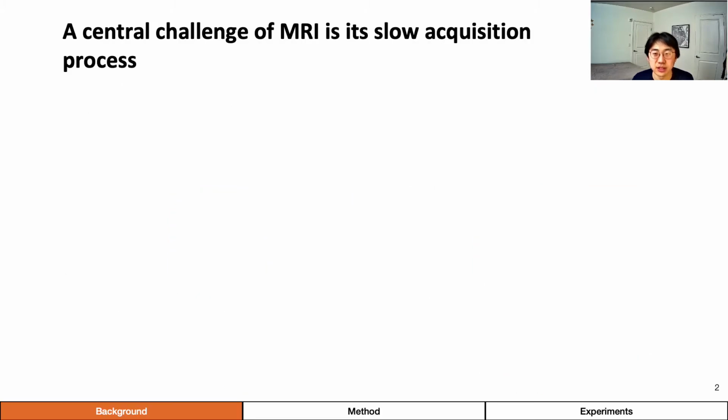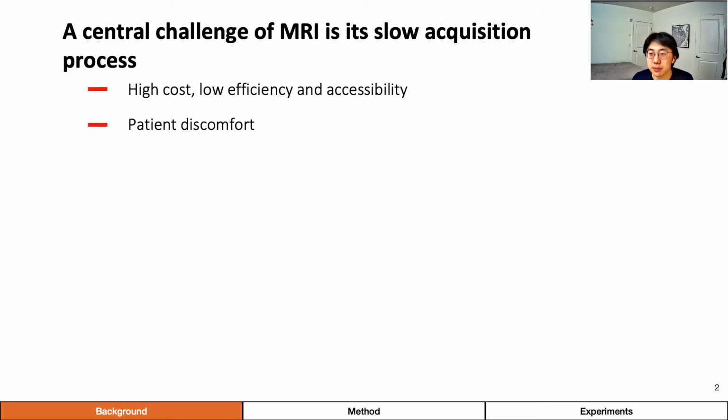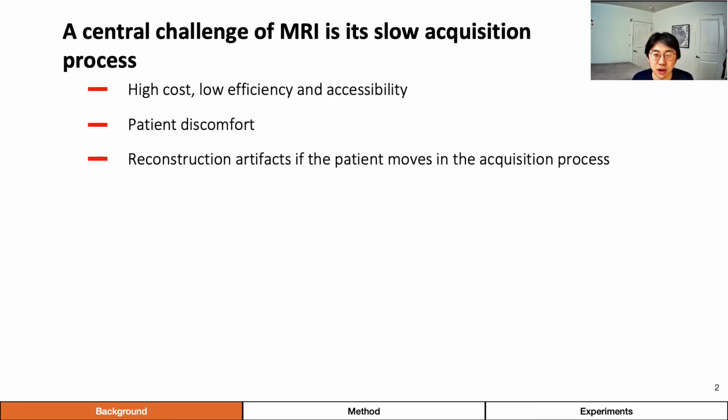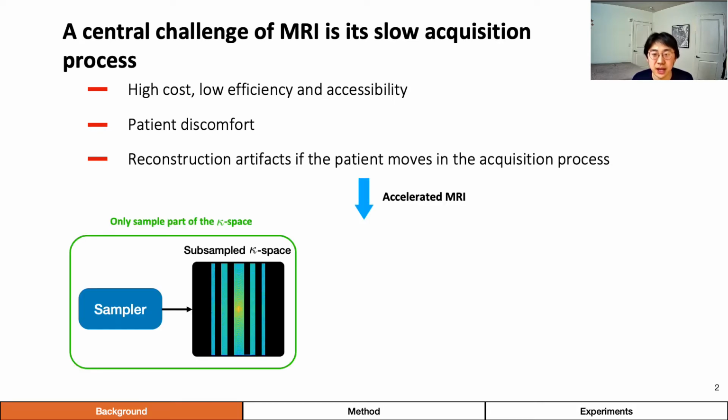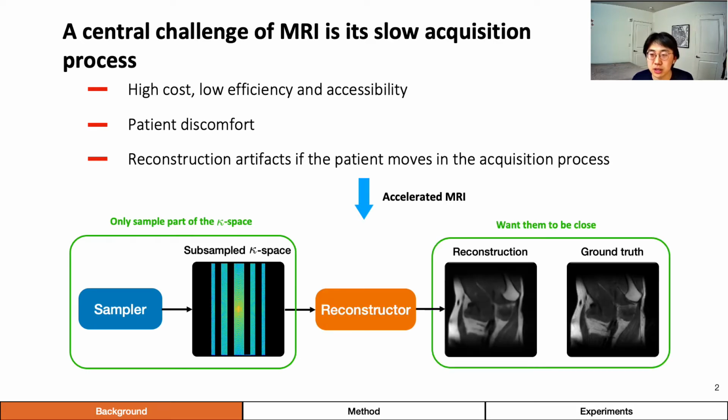A central challenge in MRI is a slow acquisition process, which leads to high cost, patient discomfort, and reconstruction artifacts when the patient moves. The accelerated MRI mitigates this challenge by only measuring part of the k-space to reduce acquisition time. We aim to recover a good reconstruction from these partial measurements. Deep learning methods have shown state-of-the-art reconstruction performance, and there has been a recent interest in designing good sampling strategies via deep learning as well.